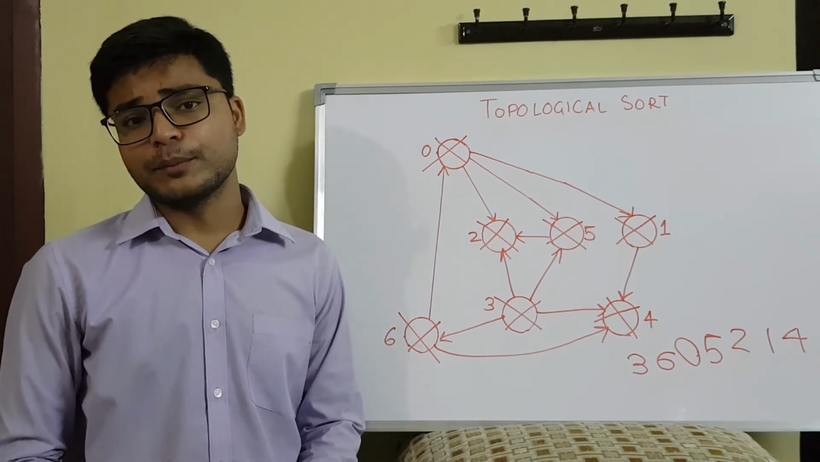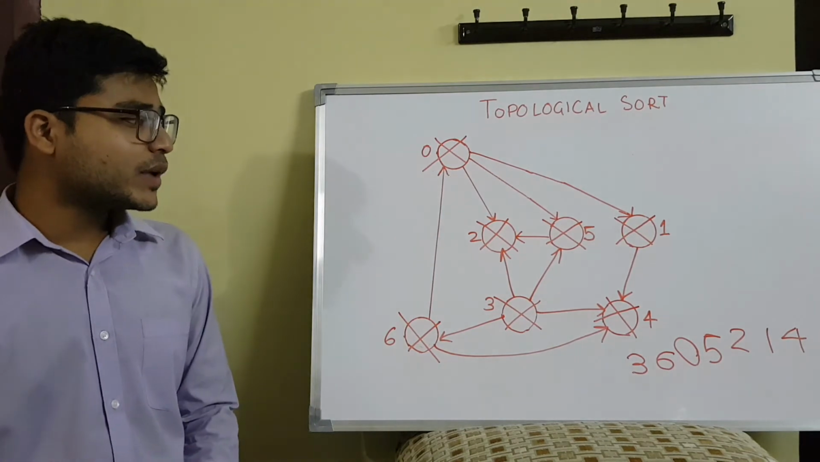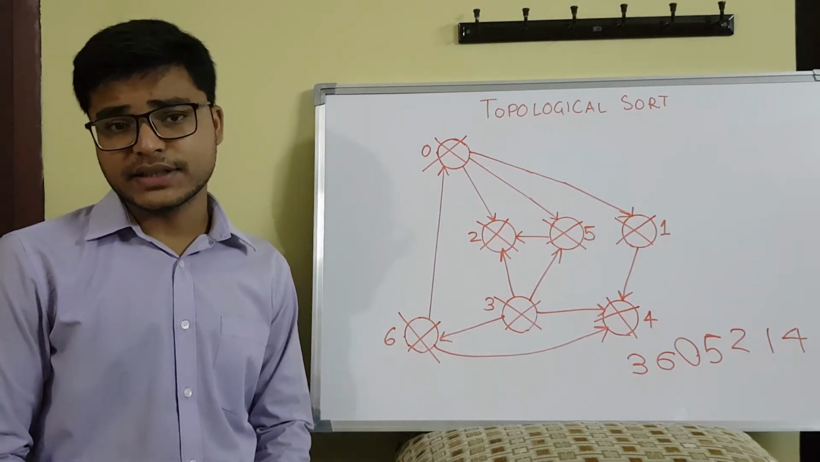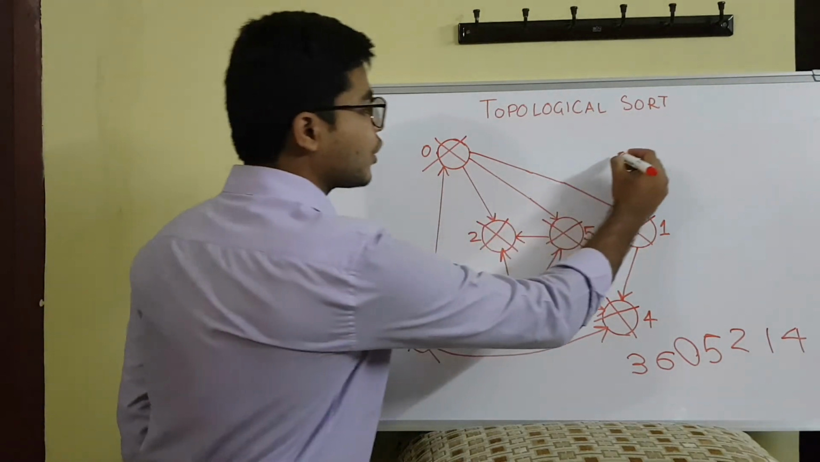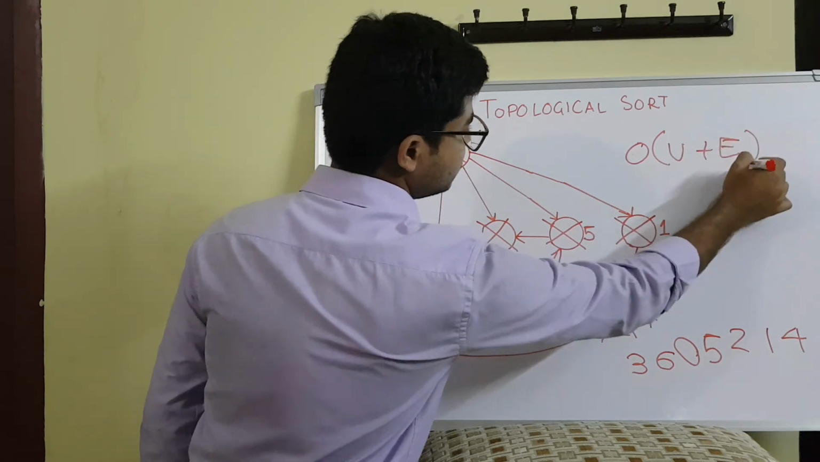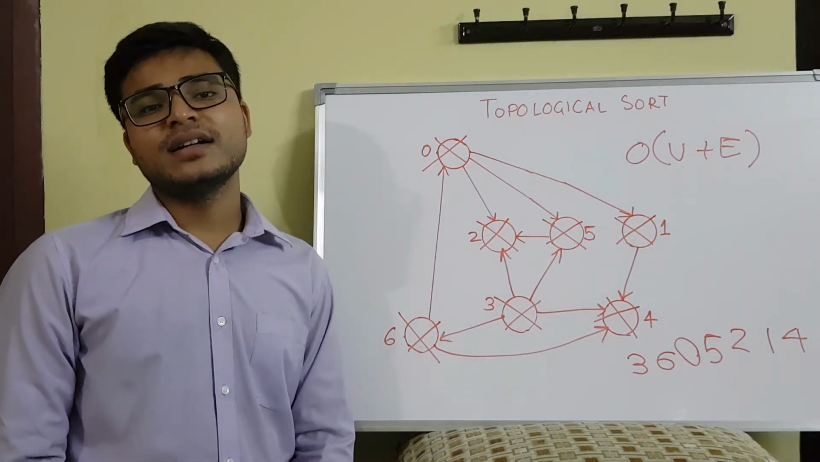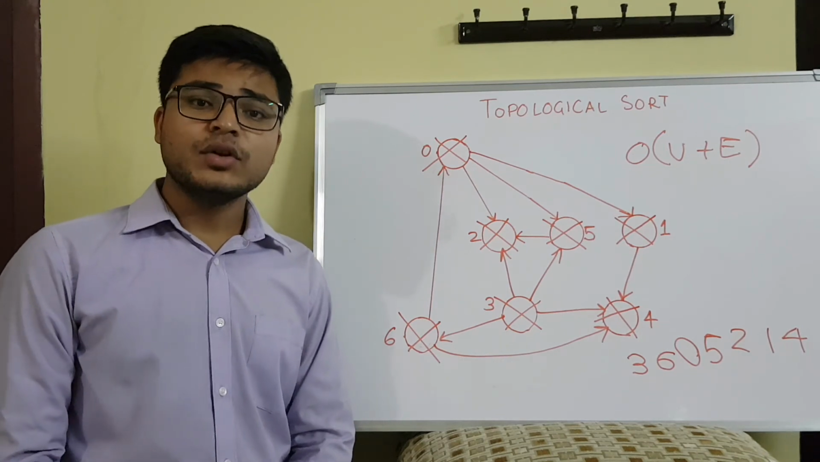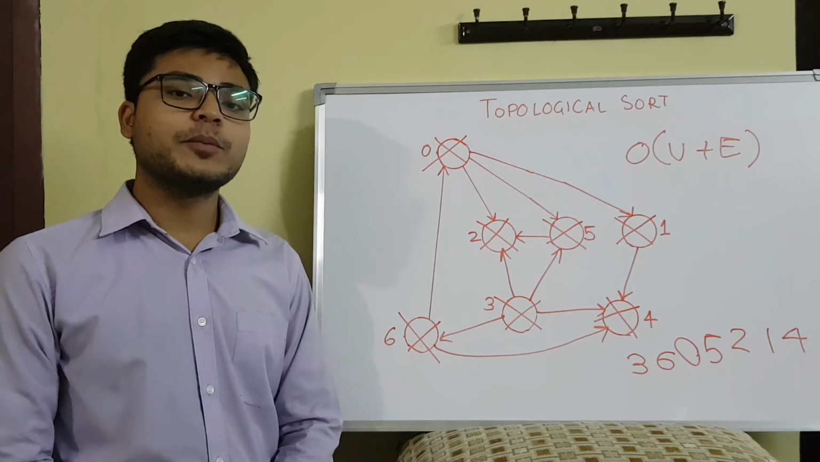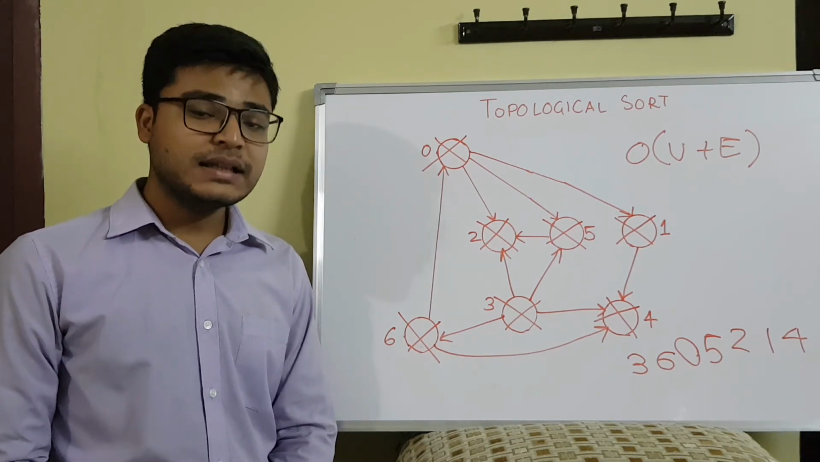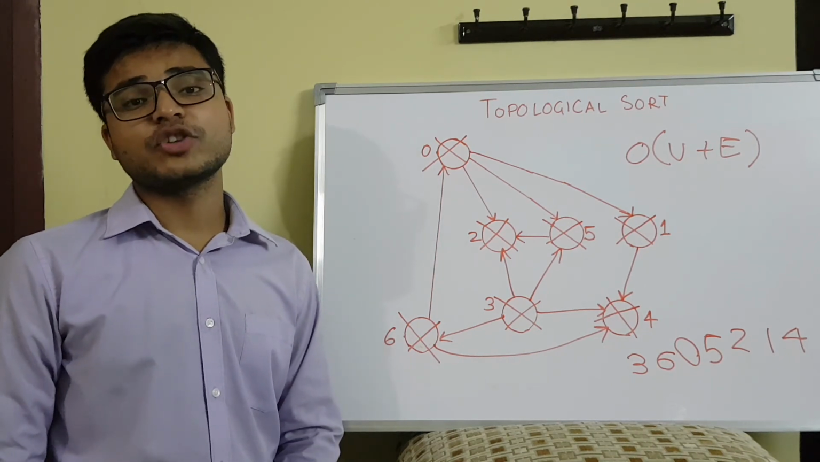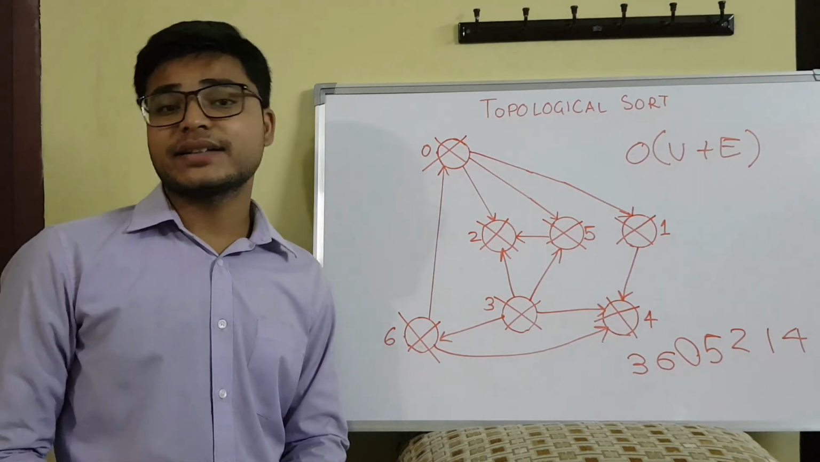First is the runtime complexity. It is easy to guess that the runtime complexity is the same as that of the depth first search, which is order of number of vertices plus number of edges. Second point is that topological sorting is possible only in directed acyclic graphs. If there is a cycle, then topological sort is not possible. The third point is that there can be multiple topological sort orders of a particular directed acyclic graph.